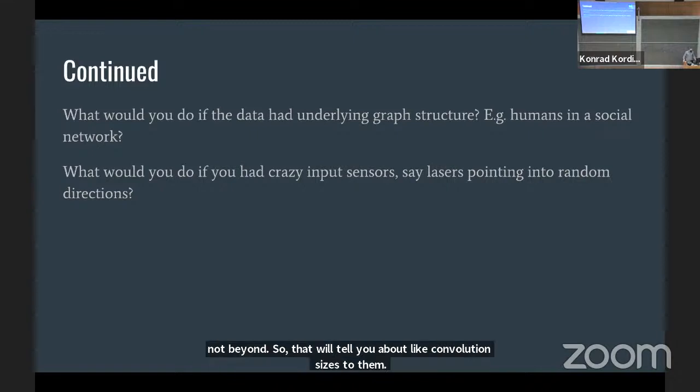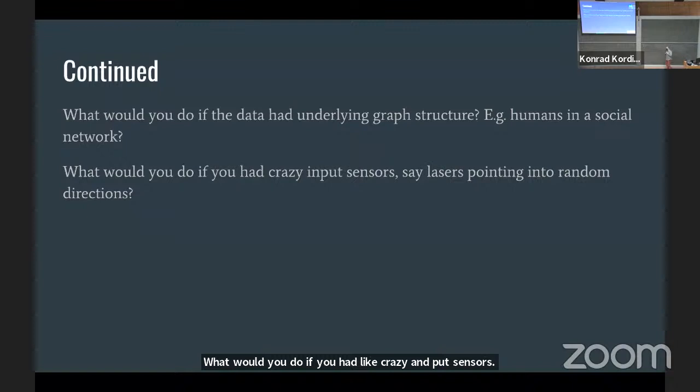And last question, what would you do if you had crazy input sensors, say lasers? I mean, this world where I have lots of lasers pointing in random directions, and they report where they hit a target. So I'm in a room like this. I have lots of randomly pointing sensors from the outside. I want to recognize that there's a person sitting there based on these laser sensors. What would I do there? Yeah, that would be one way. I could convert it into XYZ coordinates, and then I could use a three-dimensional convnet to recognize if there's a person.